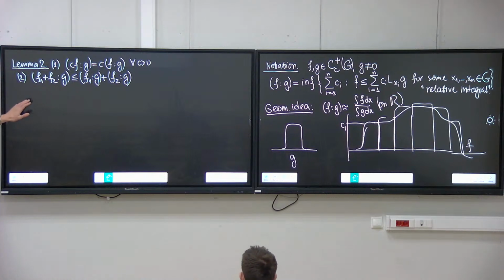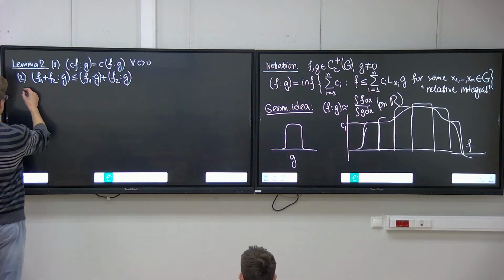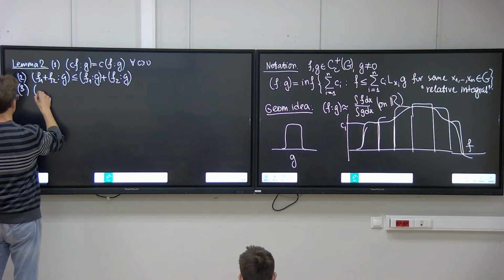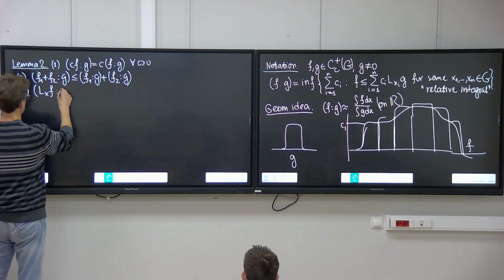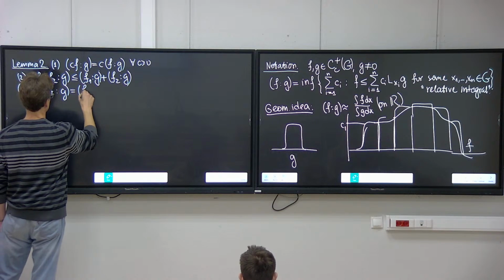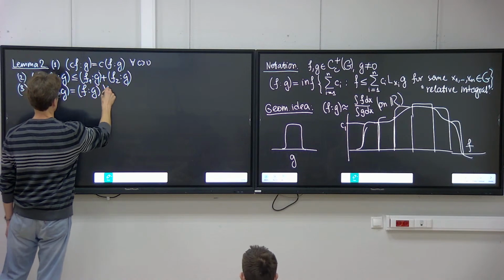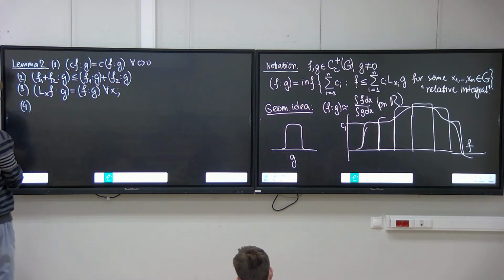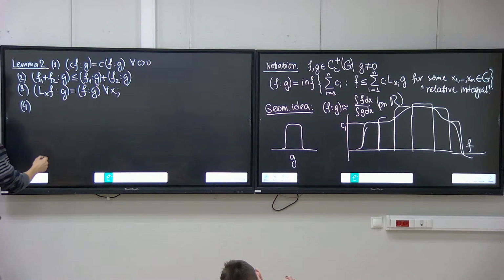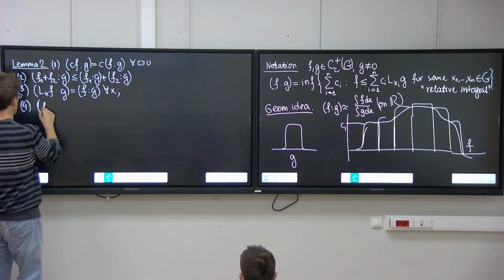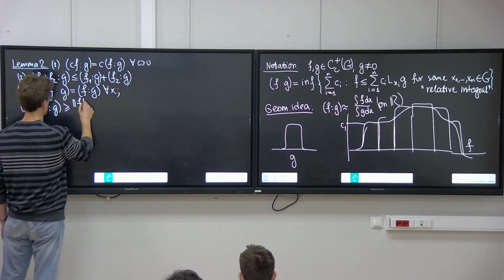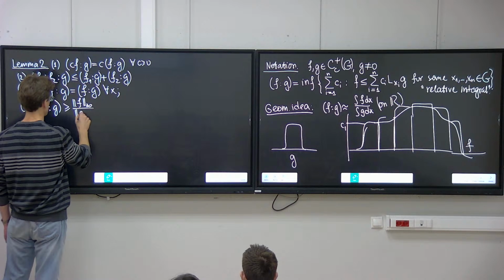So it is sub-additive. This is also a simple exercise to show, to deduce it from the definition. Property 3 is also quite clear. It is left invariant for every x. Property 4 is that if f and g are both non-zero, then this number is greater than or equal to the supremum norm of f divided by the supremum norm of g.